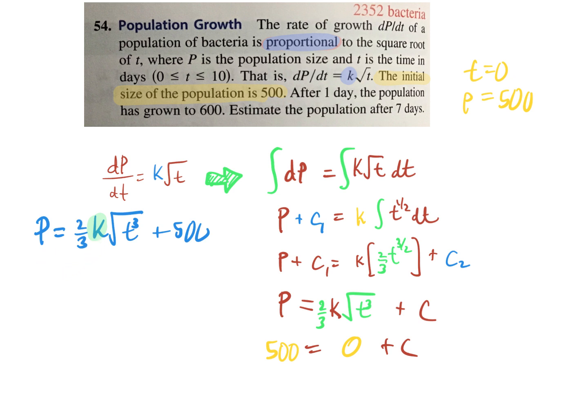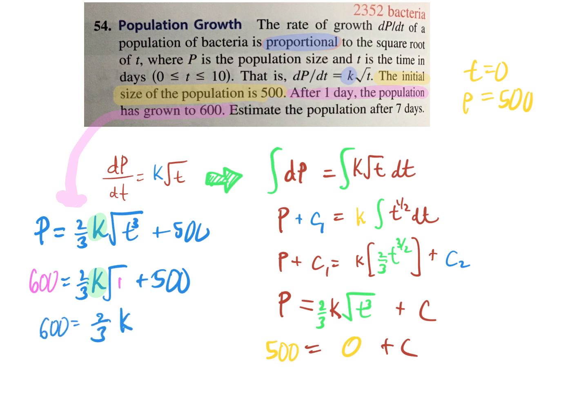Well, luckily they gave us some more information. After one day, the population is 600. Let's use that. All right, so we have 600 equals 2/3 of k plus 500, or 100 equals 2/3 of k. So multiplying 100 times 3/2, we have 300 over 2, or 150, is equal to k.